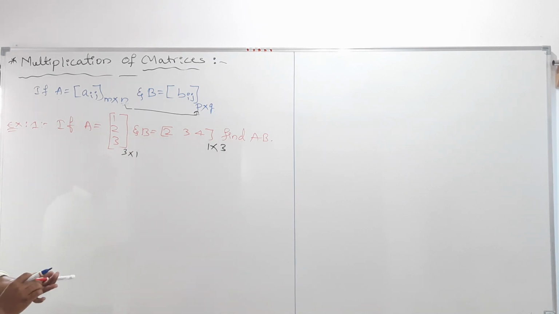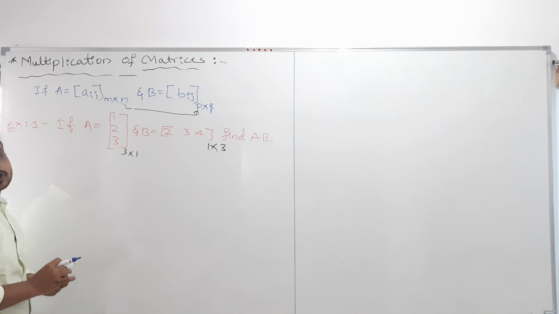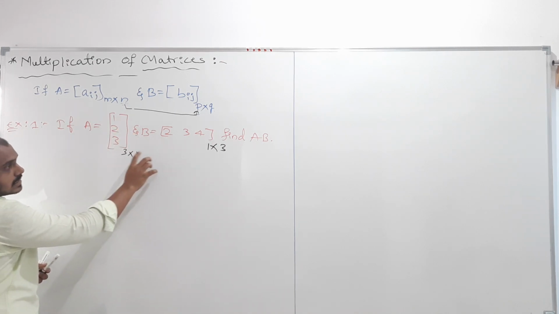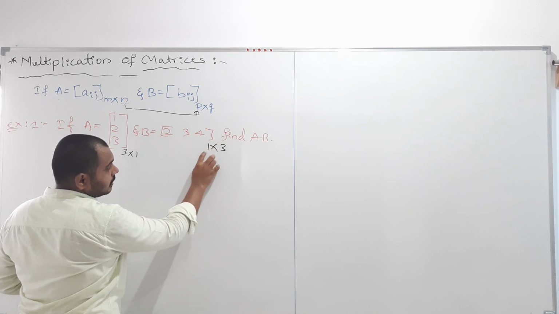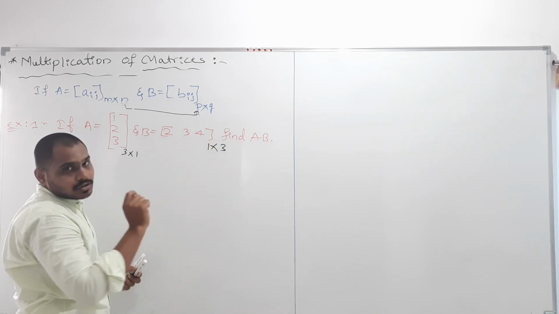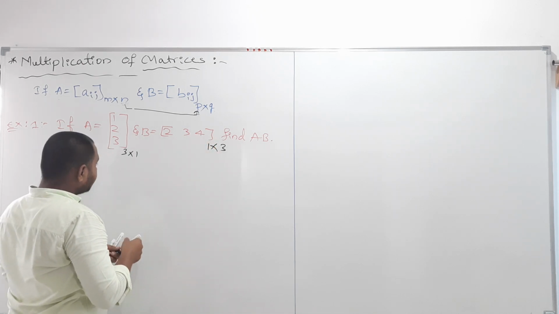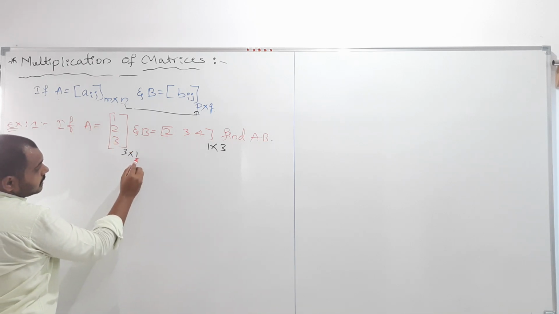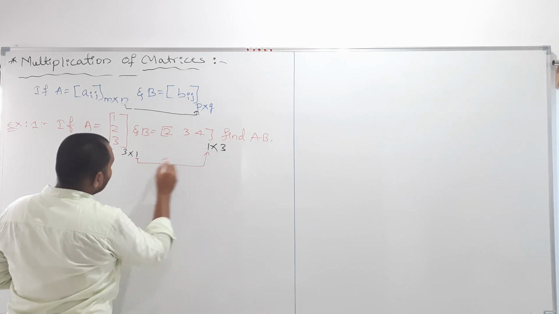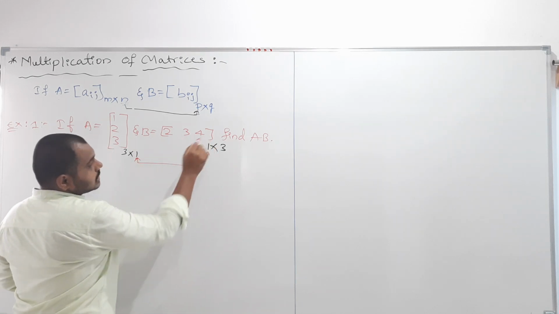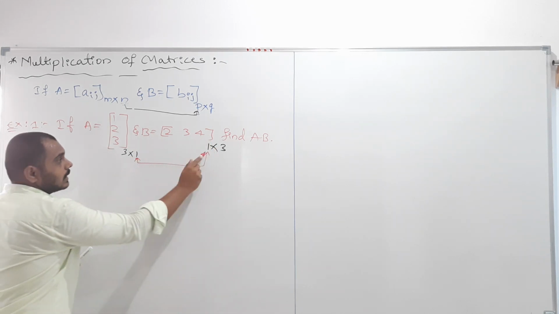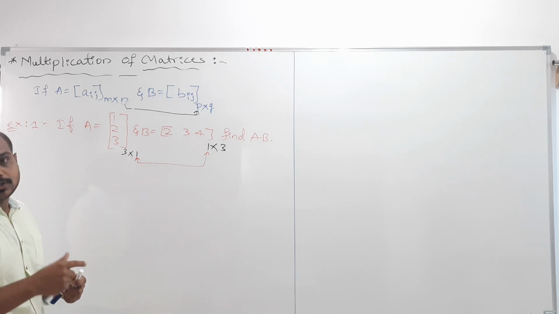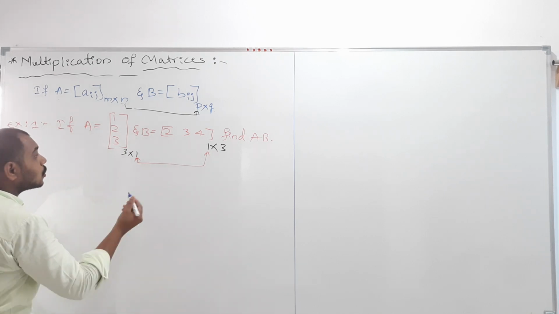And to multiply matrices, we should check whether the number of columns in this matrix is equal to the number of rows in this matrix or not. Yes, here the number of columns is equal to the number of rows in this matrix. Both are equal. Therefore I can multiply these two matrices. The multiplication is done by rows by column.